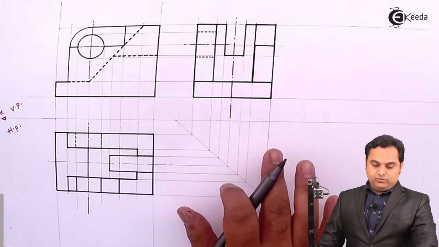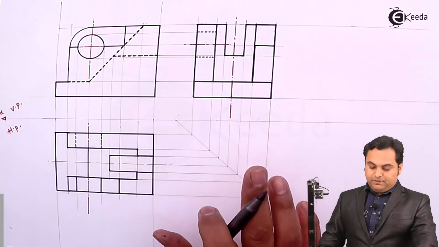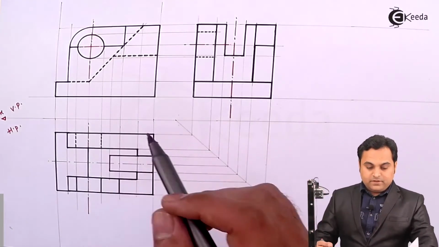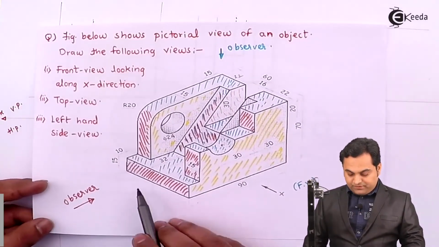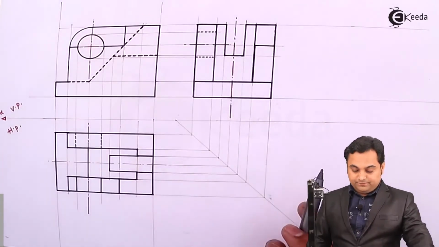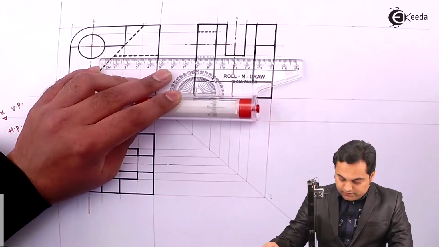So now the side view has also been completed, but only one thing is left here, which is this semicircle. It won't be seen from the left hand side, so it has to be hidden. So getting its projection inside the plate.